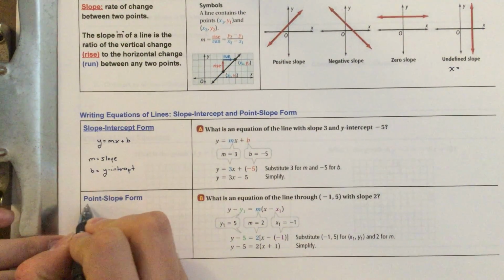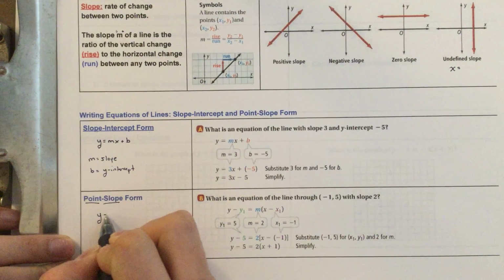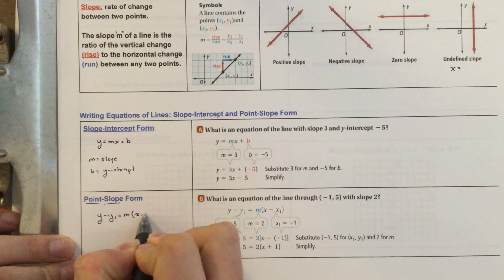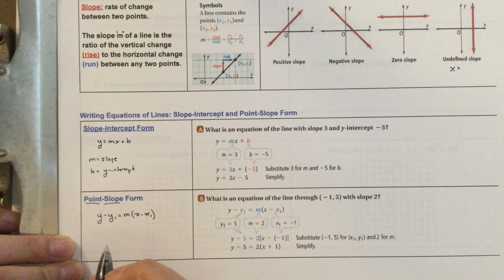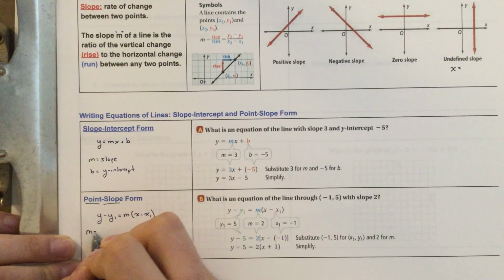Point-slope form, we need a point and a slope. So it looks like this: y minus y1 equals m, x minus x1. So there's a couple things I want to point out here. So the first one is slope, we know is m.